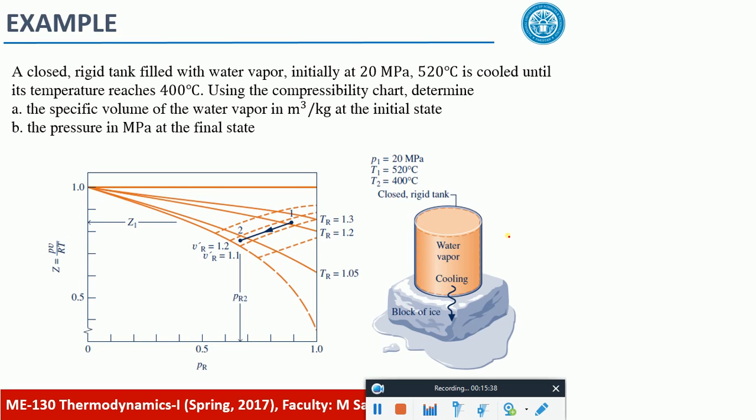Now remember that you are going to talk about water vapor, so you can model it through the compressibility chart, because you are going to talk about the gaseous form of water. If it is simply water in the liquid form, then you won't be able to use those compressibility charts. So using the compressibility chart, determine first the specific volume of the water vapor in meter cube per kg at the initial state, and the pressure in megapascal at the final state. Let's try to figure it out.